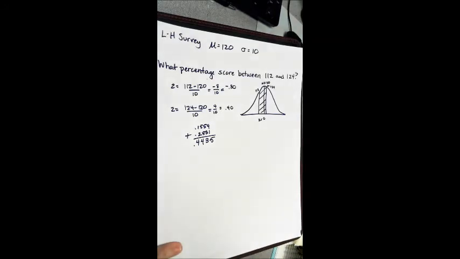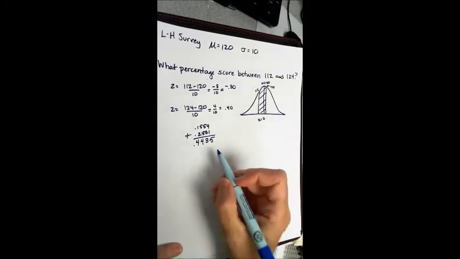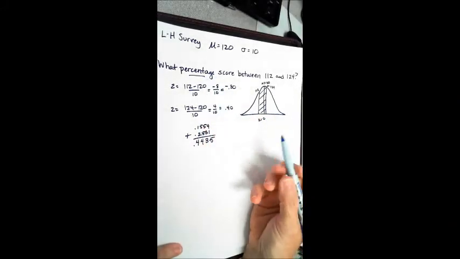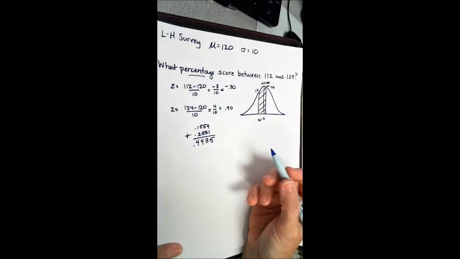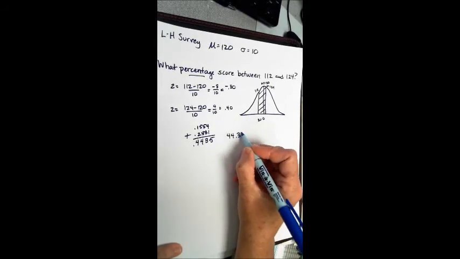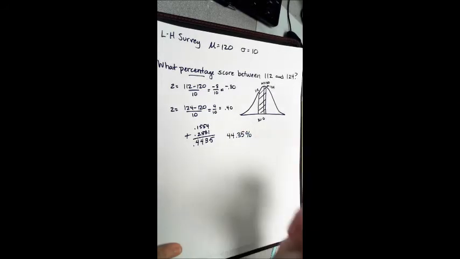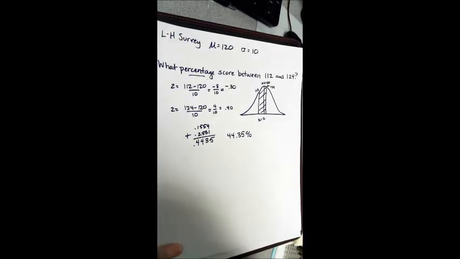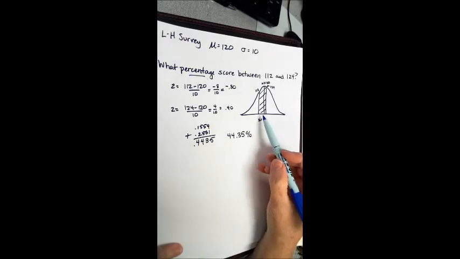Let's see if that's correct. Looking good to me. Again, what's the question asking for? It's asking for percentage. So 44.35% of the people in the population, when taking the Life Health Survey, fall between a score of 112 and 124.